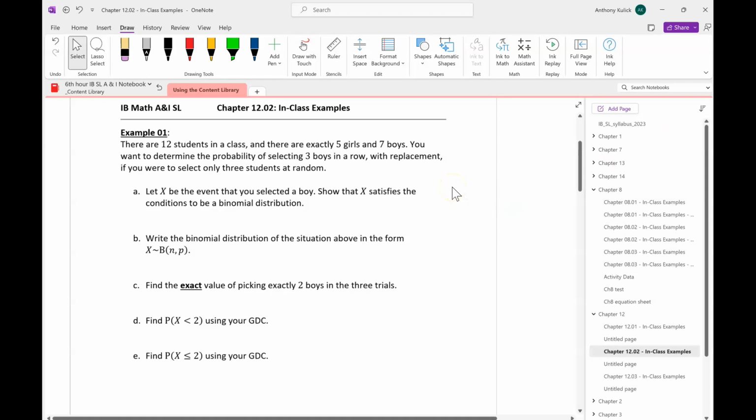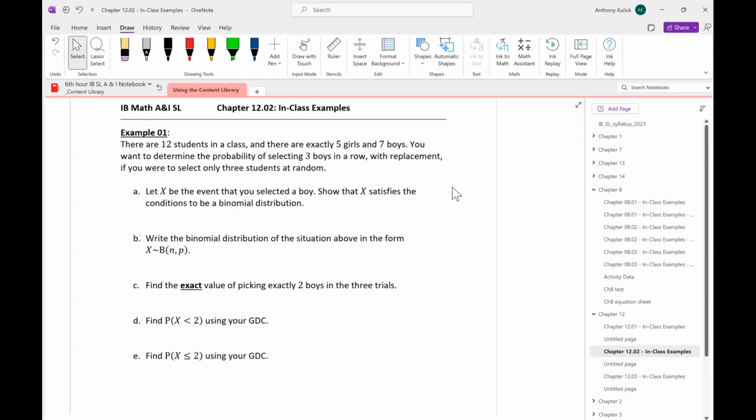So it says there are 12 students in a class. There are exactly 5 girls and 7 boys. You want to determine the probability of selecting 3 boys in a row with replacement if you were to select only 3 students at random. Let X be the event that you selected a boy and show that X satisfies the conditions to be a binomial distribution. Where do you go with binomial distribution? Well, this is a definition question. It's not going to be any kind of a calculation.